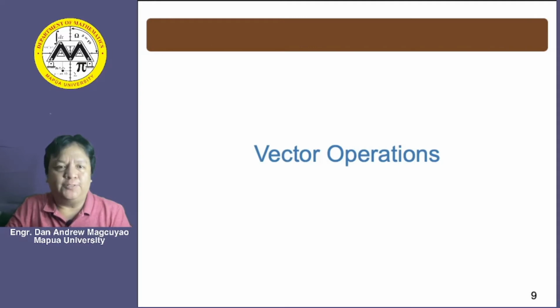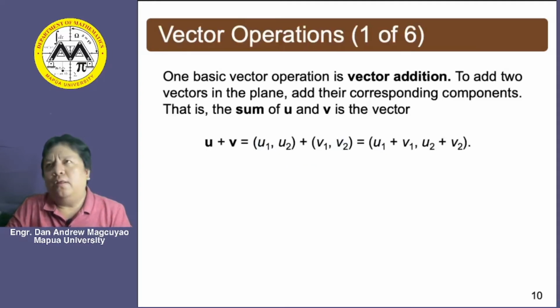Vector operations. There would be different operations that we will be performing with respect to vectors. We have vector addition and scalar multiplication. So first, let us consider vector addition. If this involves two vectors, we can add these two vectors.